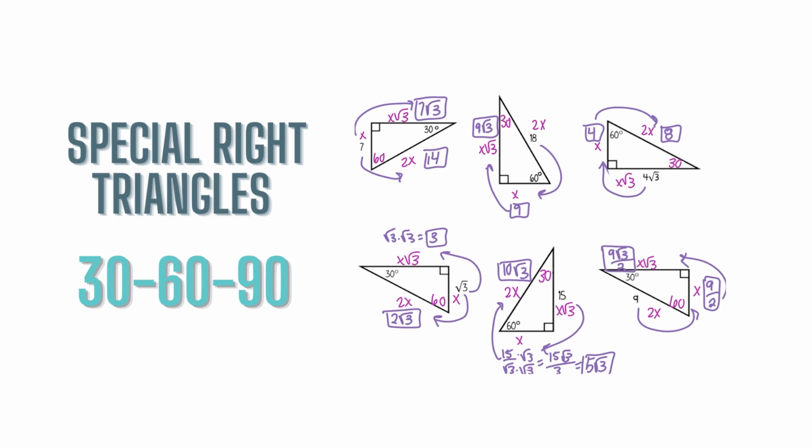This bottom row is a little more challenging because it required a little more work, but all of these follow the same pattern for a 30, 60, 90 right triangle.